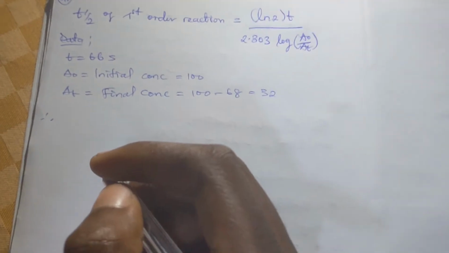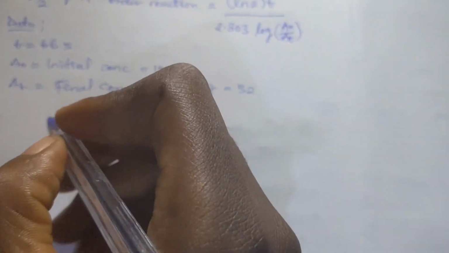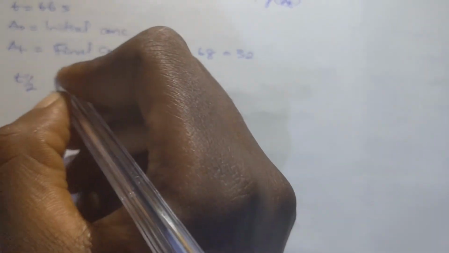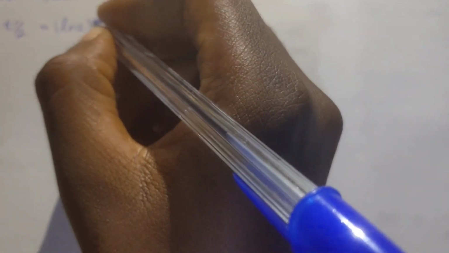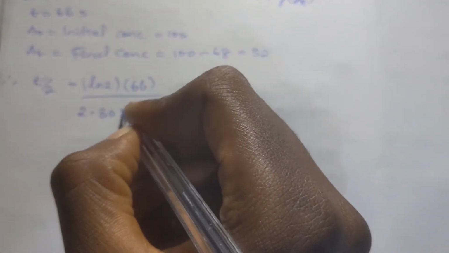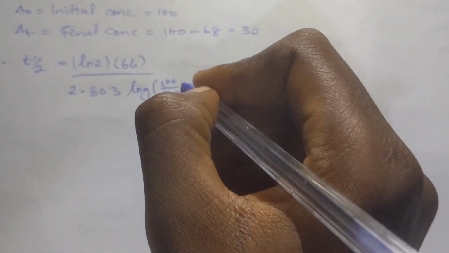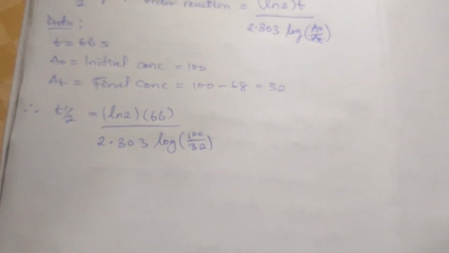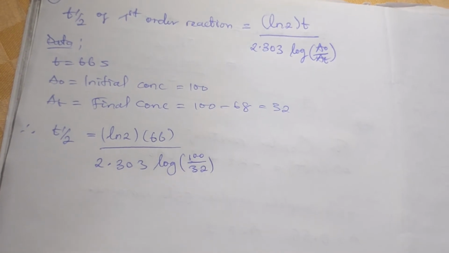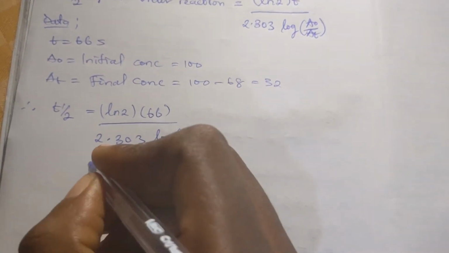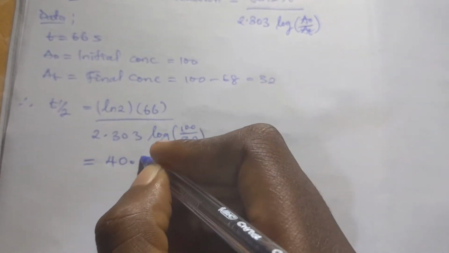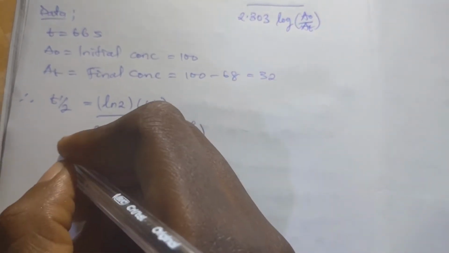Now our T half is gotten by ln 2 times 66 seconds, the time, divided by 2.303 log 100 on 32. Hence, if you punch that with your calculator, you have T half equals 40.13 seconds. 40.13 seconds as a T half.